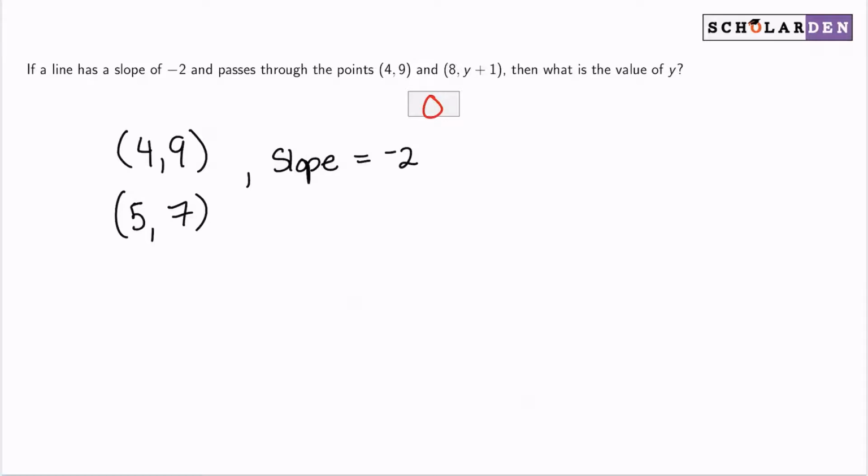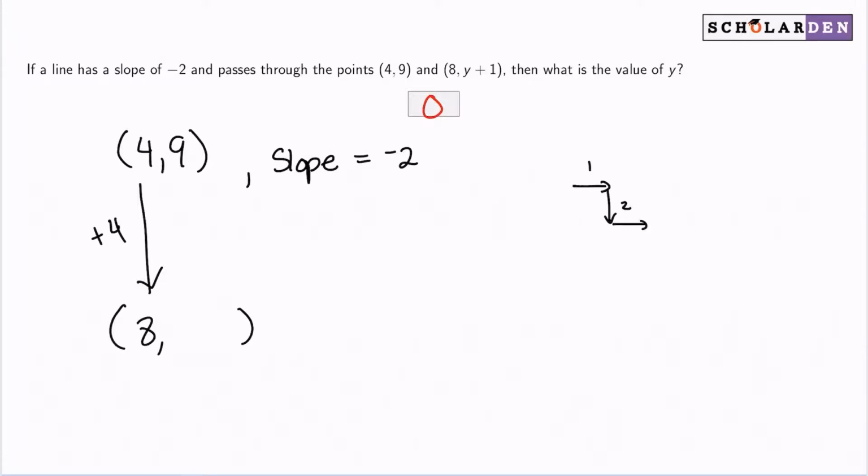But the thing is, we could definitely keep applying this until we get to 8, and then compare the answers, right? We could definitely do that. Or we can understand that 8 is 4 numbers away from x, so from 4. So what we can do, if we're moving from 4 to 5 to 6 to 7 to 8, we need to subtract 2 from y every time, because again, the slope is -2. So that means that every time we go over by 1 in x, we're going down by 2.